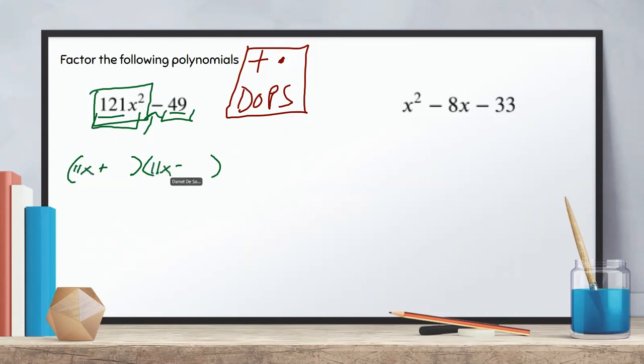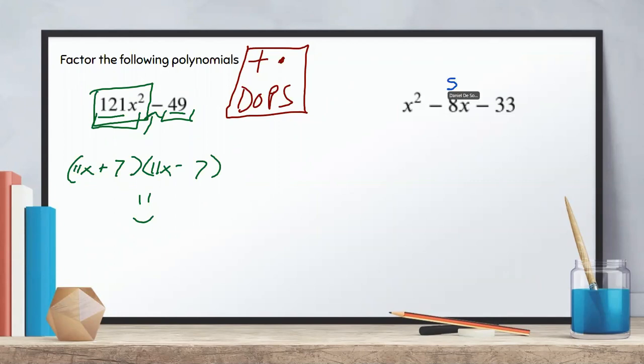The square root of 49 is 7. So I'm going to put a 7 here and a 7 here, and we're done. The next question is 100% not a difference of perfect squares because there are three terms here. So it must be our sum and product method.